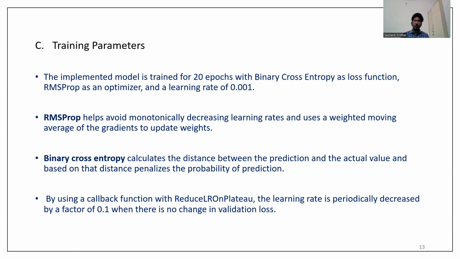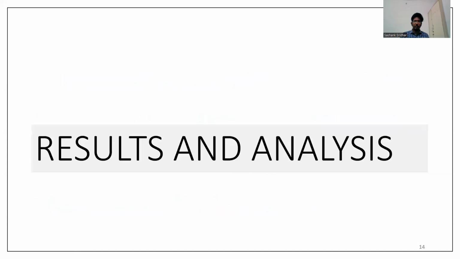probability of prediction. By using a callback function, ReduceLROnPlateau, the learning rate is decreased by a factor of 0.1 when there is no change in validation loss.